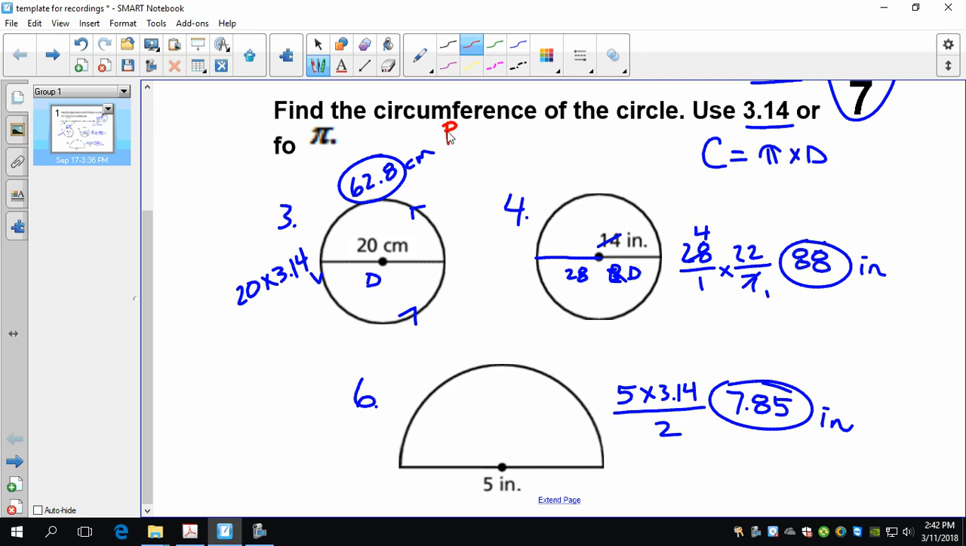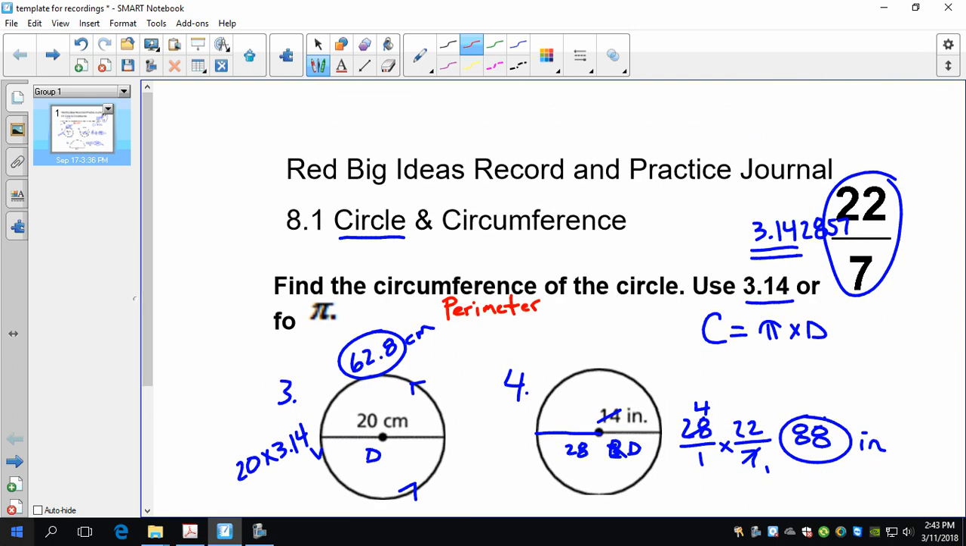Another word we sometimes use for circumference is very similar to perimeter when we are dealing with our polygons. So circumference would be the same as perimeter, dealing with our squares and triangles and all of those shapes. So this was 8.1, circles and circumference. The formula we used was C equals pi times d, and what we used for pi is 3.14, or you could also use 22 over 7 if need be.